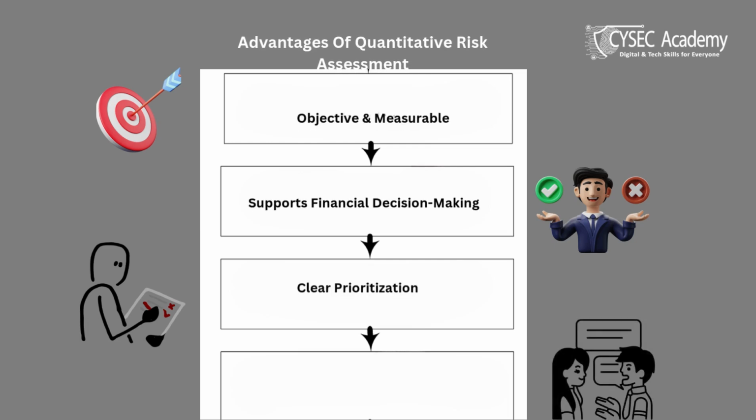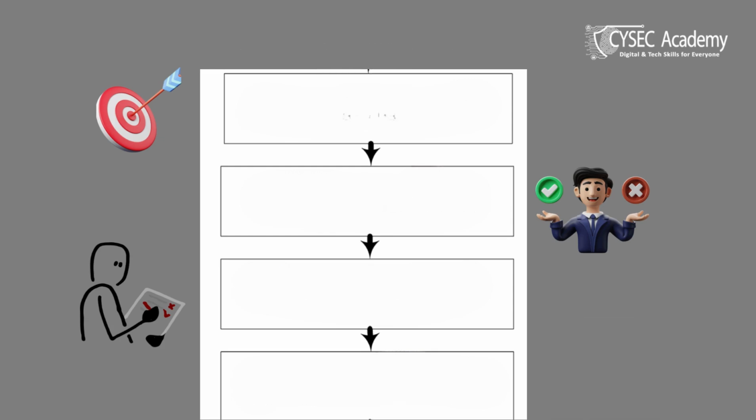Advantages of quantitative risk assessment: objective and measurable, provides numerical results that are easier to compare and track over time. Supports financial decision-making, directly enables cost-benefit analysis for security investments, speaking the language of business and finance. Clear prioritization: risks can be clearly ranked based on their financial impact, ALE. Improved communication with executives: financial metrics are often more easily understood and impactful for senior leadership and boards.